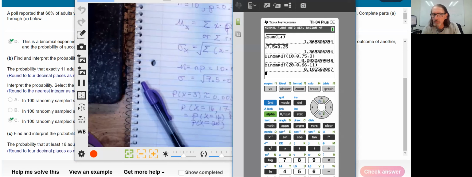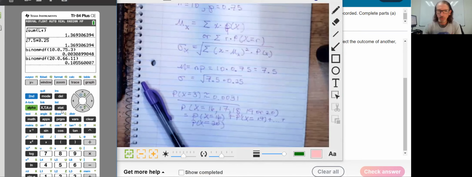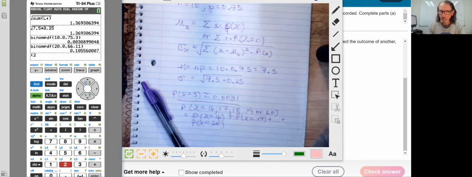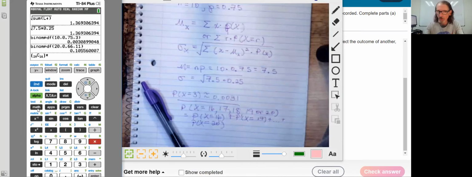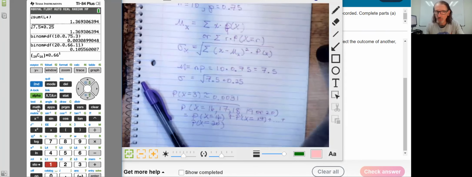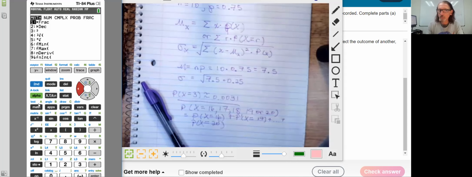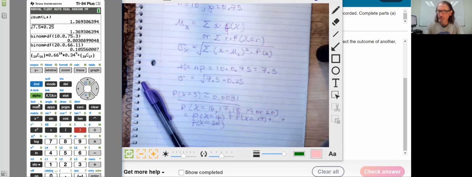So let's see here. All right. So we have 20 C 16 times that probability of success being 0.66 raised to the 16th power. Probability of failure, 1 minus 0.66 is 0.34. And there would be 20 minus 16 or 4 of them that are not satisfied. And then I'm going to add to that 20 C 17 times still 0.66, but now it's to the 17th power. It's going to leave 3 that are not satisfied.